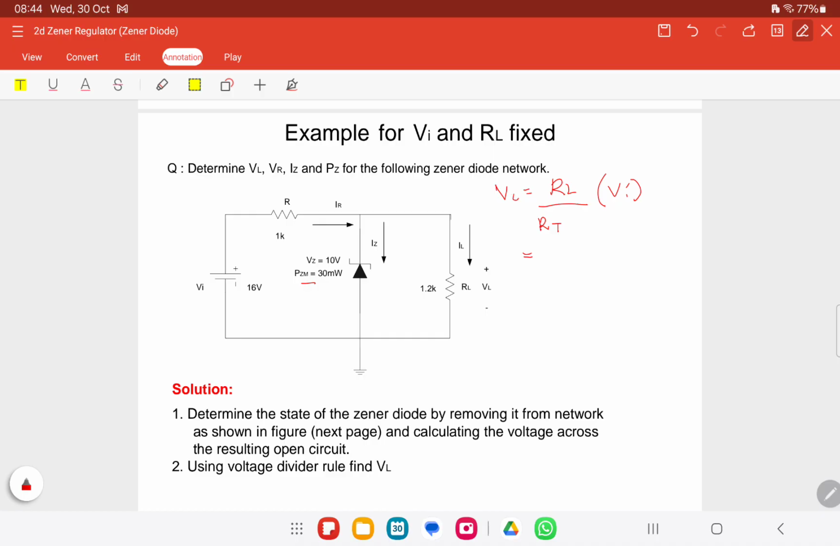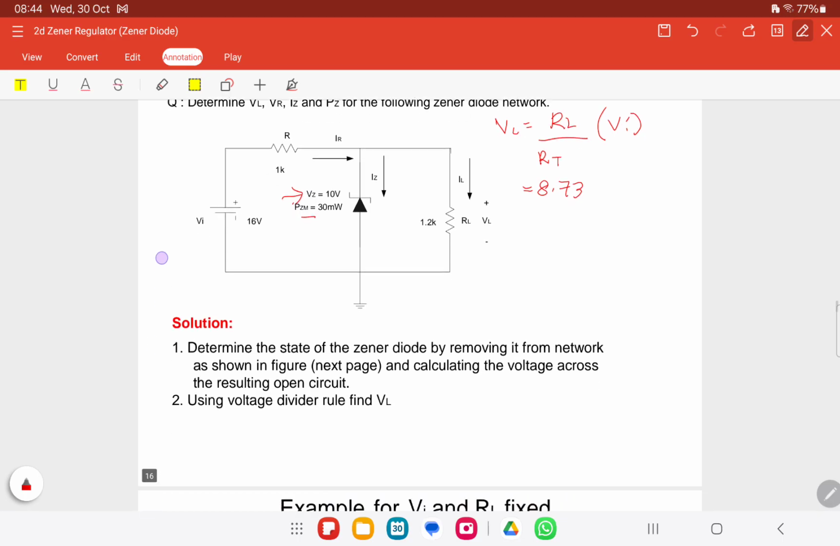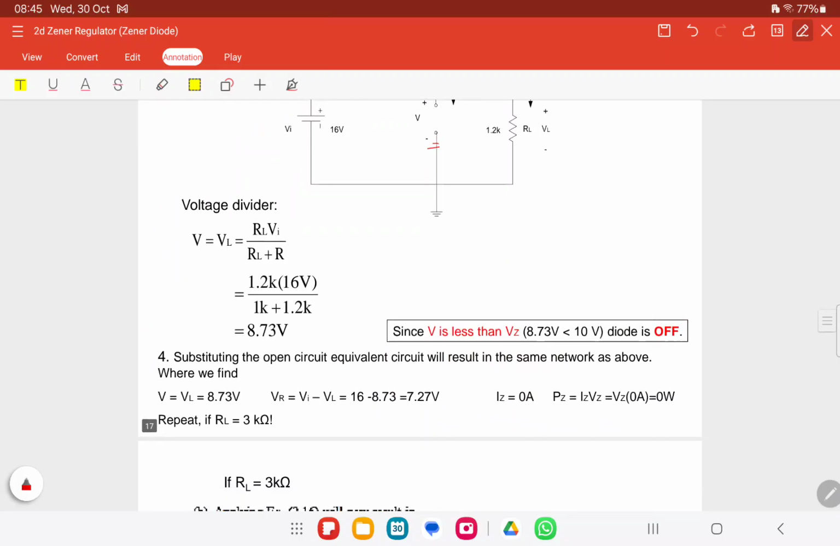VL dulu. Kita first is we need to determine the diode tu on ataupun tak. 8.7. Ini tengok slide yang selepasnya ya. Okay, 8.73. So 8.73, the given VZ is 10. So diode ni on ke tak? Diode is off. So you need to conclude macam ni lah. Okay, less than VZ, diode is off.